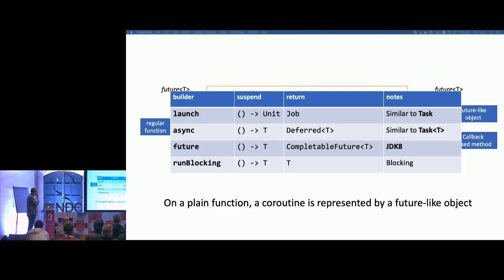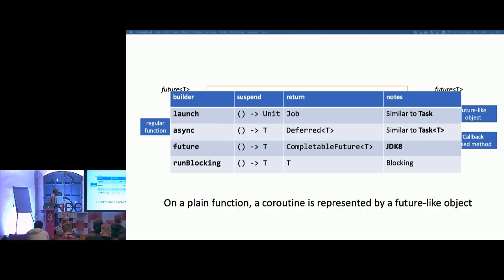And I have several coroutine builders. I have one that is called launch, when the coroutine doesn't produce any value. And the result type of a launch is a job. A job is similar to a task in C#. Why did Kotlin introduce yet another future-like object? Because Kotlin targets JDK 6 because of Android, and JDK 6 doesn't have CompletableFuture, so they had to create their own.